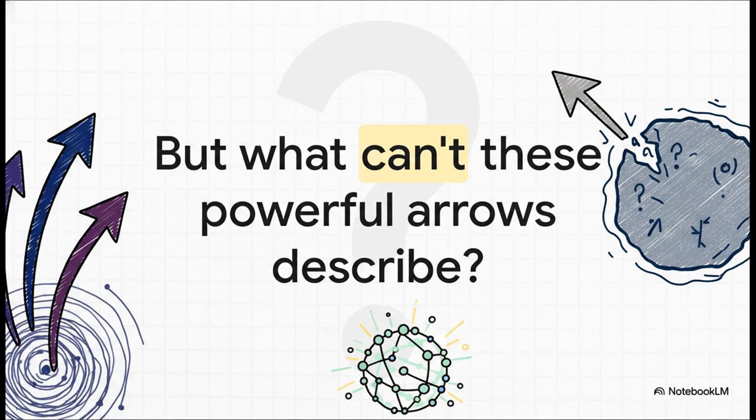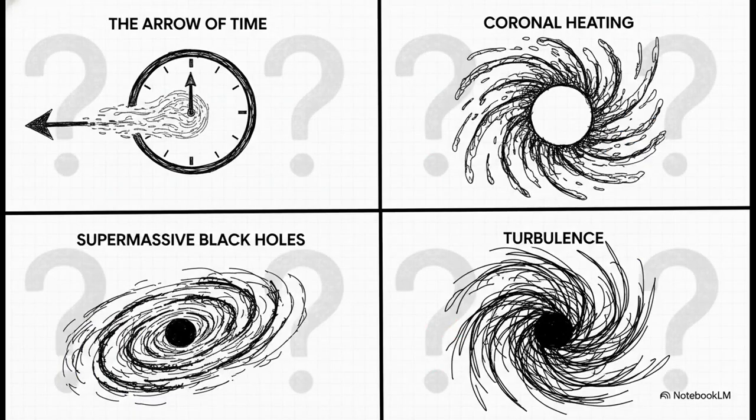So after all that, you just have to ask, right? What can't these powerful arrows describe? Where does this elegant language just fall silent? This is where things get really, really interesting. Well, they fall silent when we come face to face with the biggest questions out there. Like, why does time only flow forward? Or how do supermassive black holes even form? Why is the sun's corona millions of degrees hotter than its surface? And how in the world can we describe the pure chaos of turbulence? I mean, these are the huge, profound mysteries where our vector-based physics just doesn't have the answers.